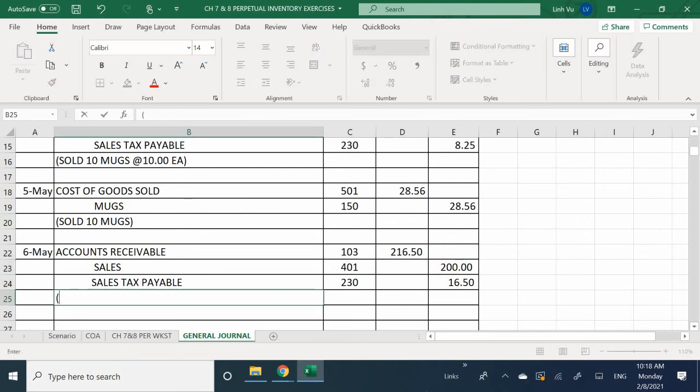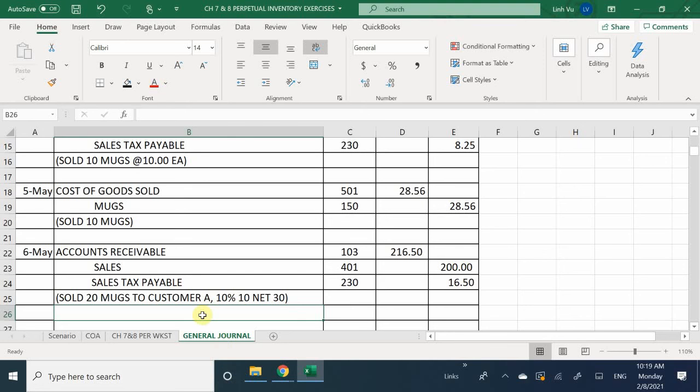$216.50. So here I'm going to go ahead and make a note that I sold 20 mugs to customer A. And some important information was I gave them terms of a 10% discount if they paid within 10 days. If not, they have to pay in full within 30 days. Okay, so it's a good piece of information that I should keep in my journal because that's important information.